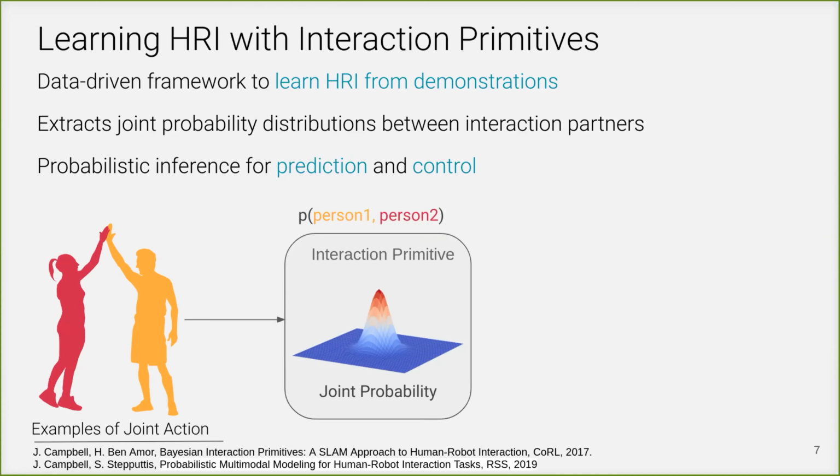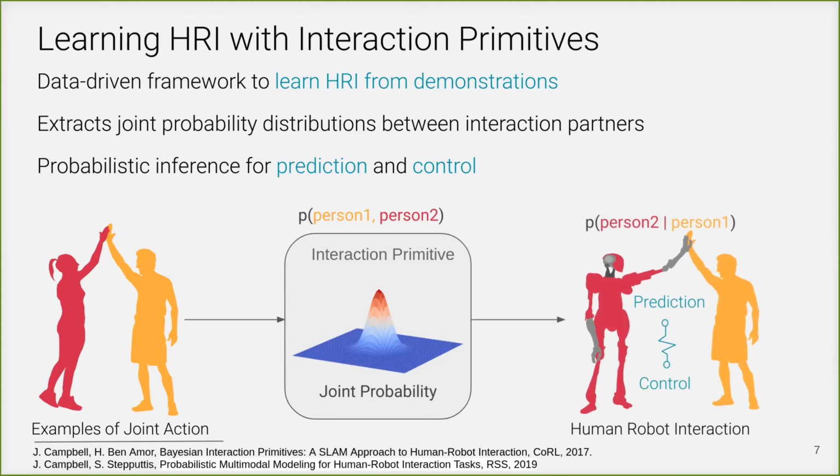Once we have done that, we've extracted the interaction primitive, we can then use it in order to perform probabilistic inference for both prediction and control. So think about a situation like this, where we observe the actions of person one, and then we can condition on them in order to generate a conditional probability distribution that tells us what person two most likely would have done in such a scenario, given our demonstrations. And just as a reference, typically in our approach, we use between 50 to 100 demonstrations, so kind of more on the low sample side.